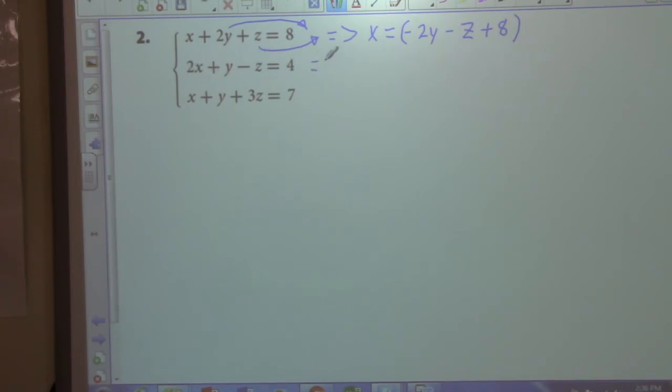So I'm going to come to the right here, and I'm going to write 2, and then I'm going to leave a space right here like this. And I'm going to put plus y minus z is equal to 4. Okay, why did I leave this big blank here? So I could just plunk this thing right in the place of this x. So x is this in parentheses, and here's the x here. So I'm going to put minus 2y minus z, and finally plus 8.